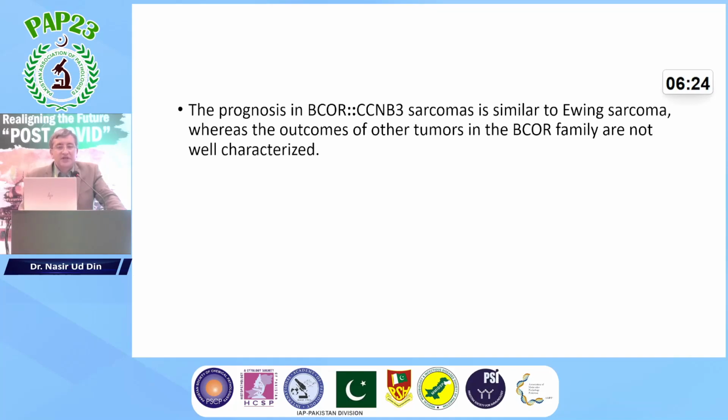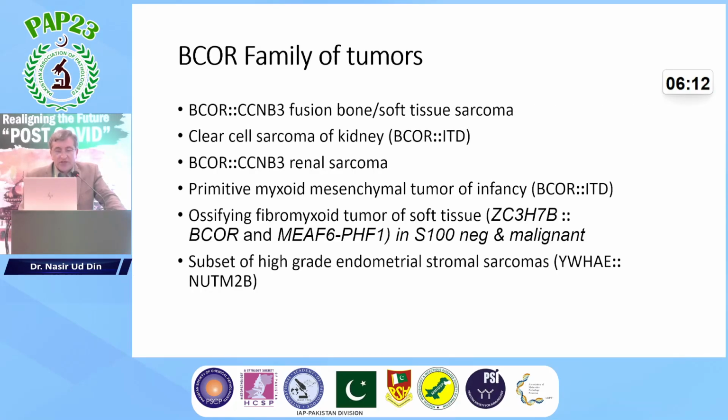The prognosis of BCOR-CCNB3 sarcomas is similar to Ewing sarcoma, whereas the outcomes of other tumors with BCOR family are not well characterized. This growing family of BCOR tumors, which in addition to BCOR-CCNB3 fusion bone and soft tissue sarcoma, also includes clear cell sarcoma of kidney, which shows the fusion pattern of ITD. BCOR-CCNB3 renal cell sarcoma has also been reported. And this fusion is seen in primitive myxoid mesenchymal tumor of infancy, as well as in some cases of ossifying fibromyxoid tumor of soft tissue, especially those with S100 negativity and malignant variants, as well as a subset of high-grade endometrial stromal sarcomas.